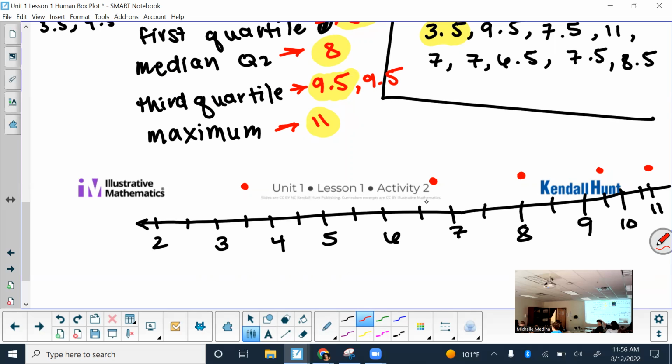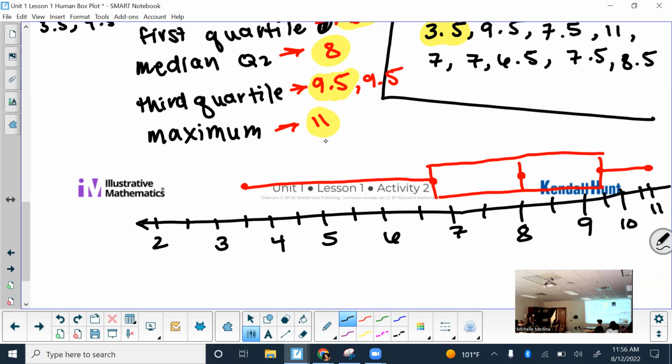And which dots get lines through them? Which ones get vertical lines through them? The 3 in the middle, the Q1, Q2, and Q3. That makes your box. Your whiskers connect your minimum and your maximum. Where did we see the most people at? If this were the picture outside, where were most of the people? On the whiskers or the box? On the box itself.